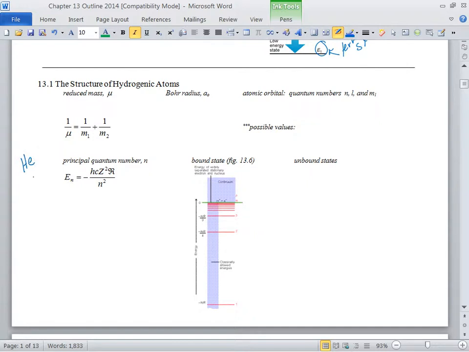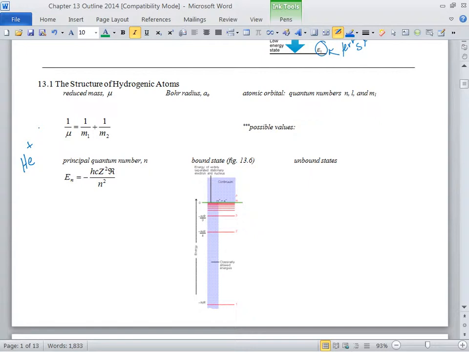Helium has how many electrons? Usually 2, right? So let's make it hydrogenic by giving it a +1. So the number of protons, I would just say nucleus. You've got this heavy nucleus. Now I say heavy, are you sure that's heavy? What's more massive, a proton or an electron?